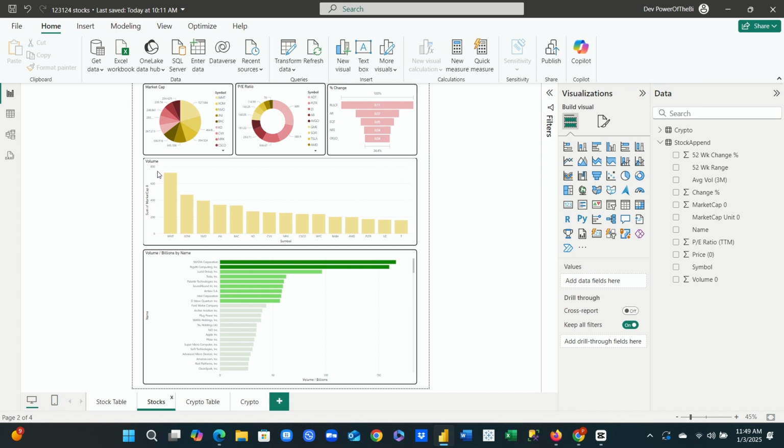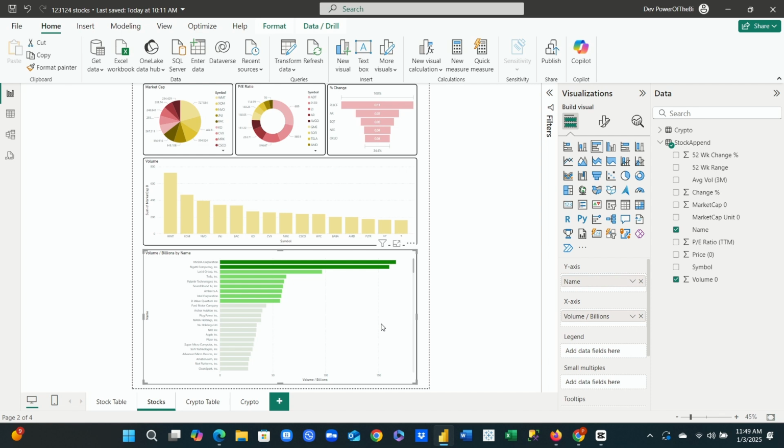Then we looked at volume, we looked at stock by volume, and we used a column chart. And I've got a bar chart at the bottom where we're looking at volume in billions by name. The reason why I've got volume in billions by name, and this is a little tricky down here at the bottom, is because we're not looking at the active stocks on that particular day.